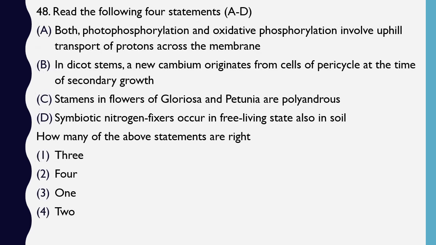Question number 48. Read the following four statements from A to D. Both photophosphorylation and oxidative phosphorylation involve uphill transport of protons across the membrane. In dicot stem, a new cambium originates from cells of pericycle at the time of secondary growth. Stamens in flowers of Gloriosa and Petunia are polyandrous. Symbiotic nitrogen fixers occur in free living state also in soil.